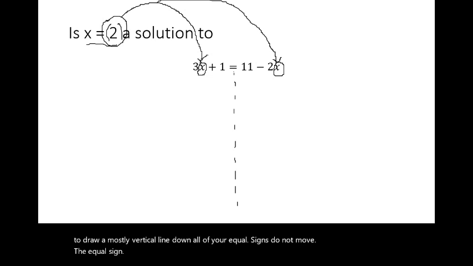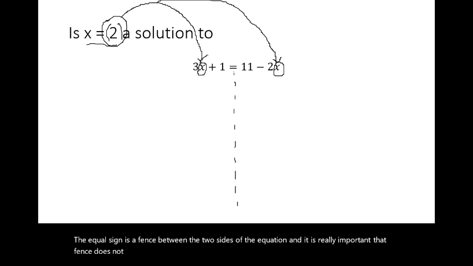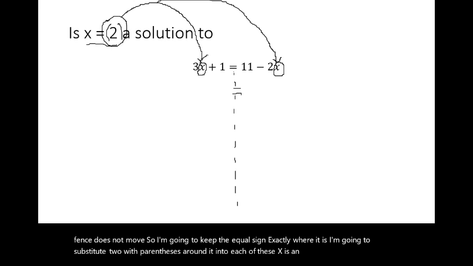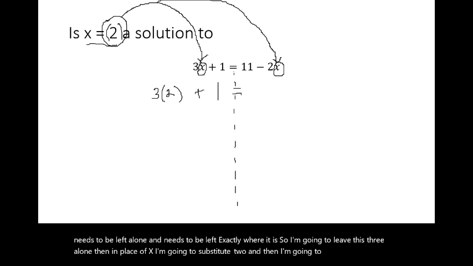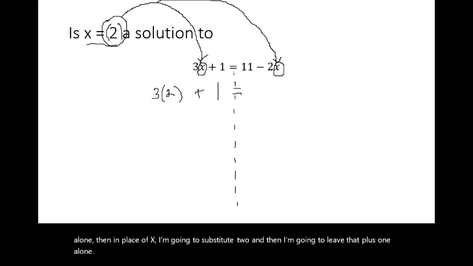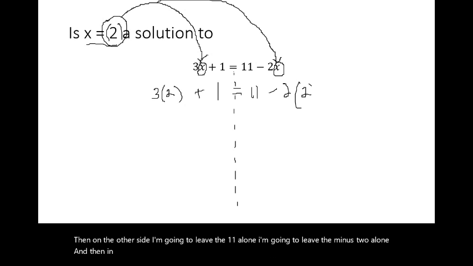The equal sign is a fence between the two sides of the equation, and it is really important that that fence does not move. So I'm going to keep the equal sign exactly where it is, and I'm going to substitute 2 with parentheses around it into each of these x's, and anything that is not an x needs to be left alone and needs to be left exactly where it is. So I'm going to leave this 3 alone. Then in place of x, I'm going to substitute 2, and then I'm going to leave that plus 1 alone. Then on the other side, I'm going to leave the 11 alone. I'm going to leave the minus 2 alone. And then in place of x, I'm going to substitute another 2 with parentheses around it.